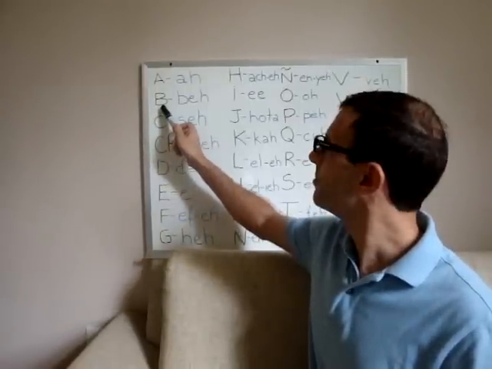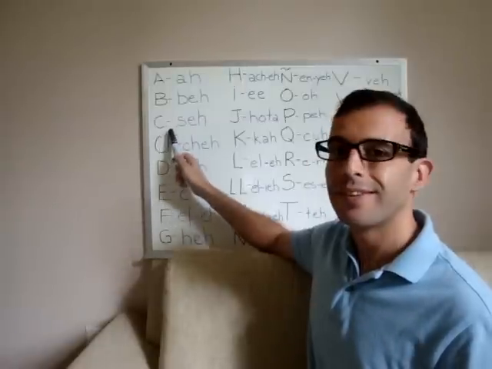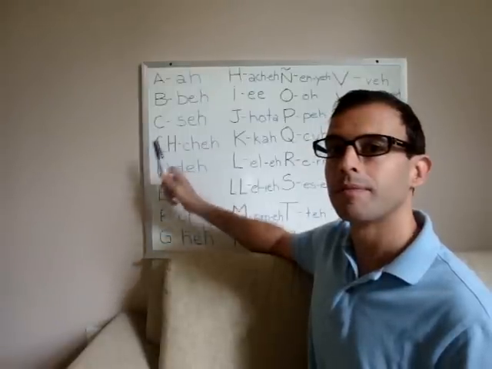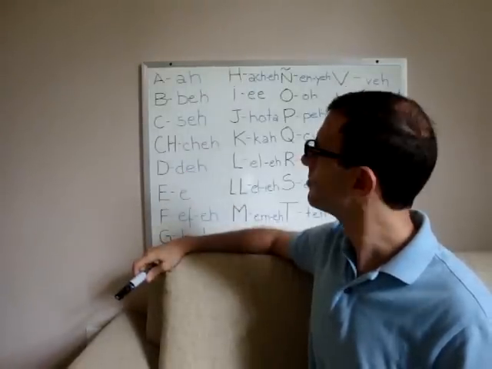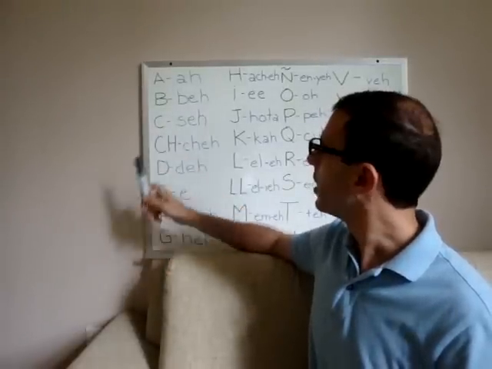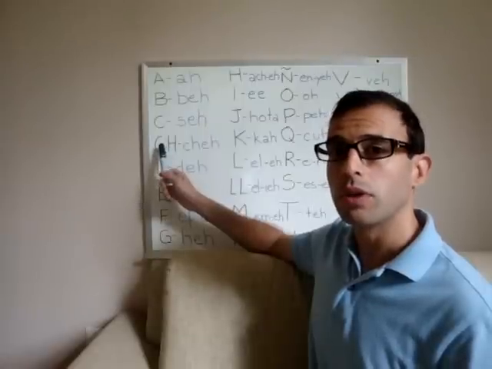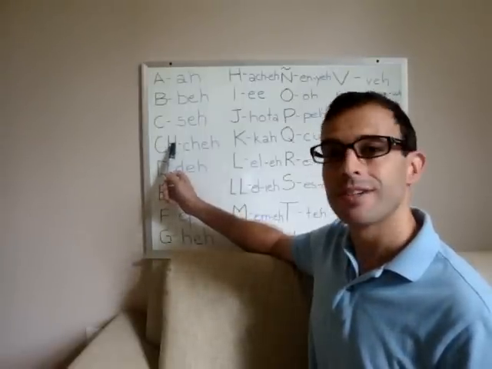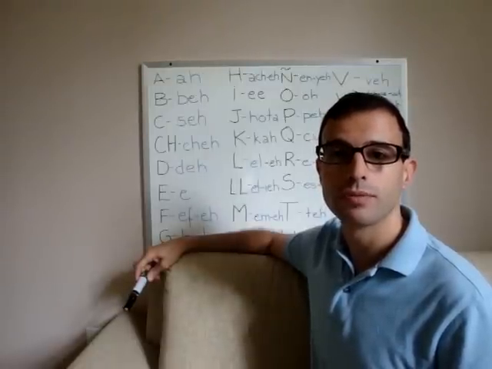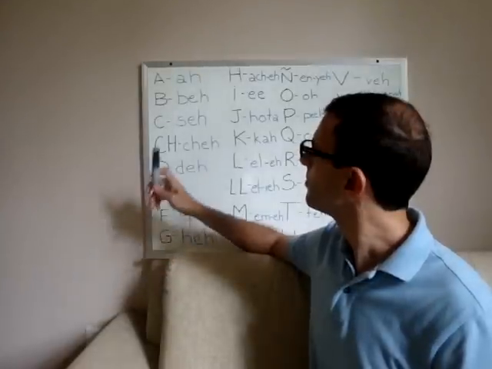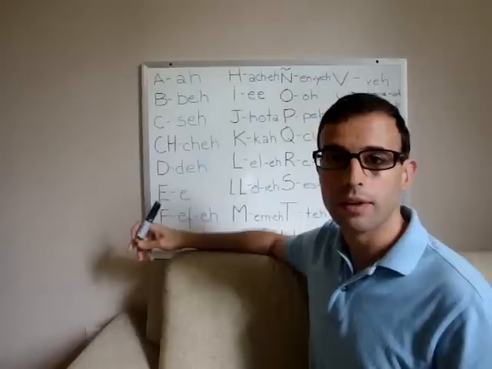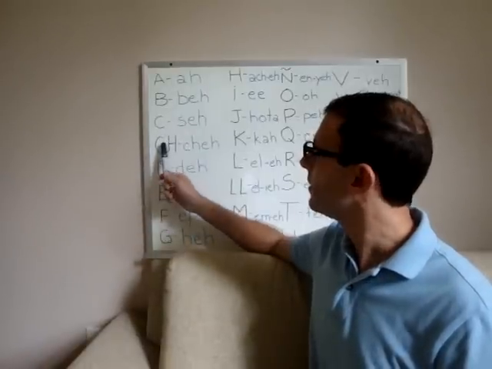B. C. Che. Why is this? When the letter C goes together with an H in Spanish, that forms the sound ch, same as in English. So this is considered an independent letter in the alphabet. This is che.